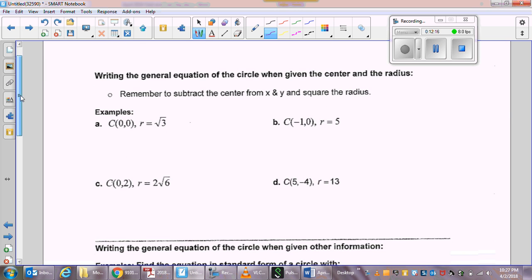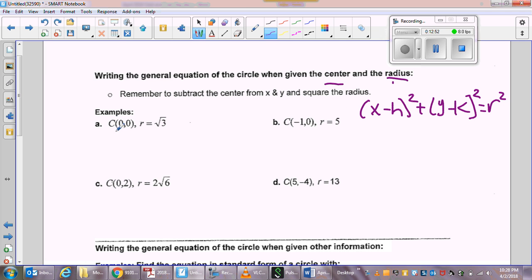So now they're asking you to write the equation. It says write the general equation of a circle when given the center and the radius. So they gave me the center, and then they gave me the radius. They want me to write the equation. So remember to subtract the center from x and y, and square the radius, because the equation is (x minus h) squared plus (y minus k) squared equals radius squared.